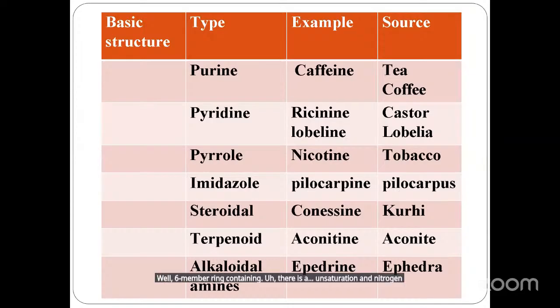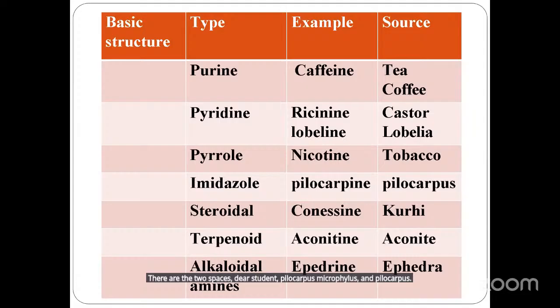There is ricinine from castor, and lobeline from lobelia. Lobelia is called Indian tobacco. Imidazole, pilocarpine. Pilocarpine is obtained from Pilocarpus microphyllus. There are two species, dear student, Pilocarpus microphyllus and Pilocarpus jaborandi.